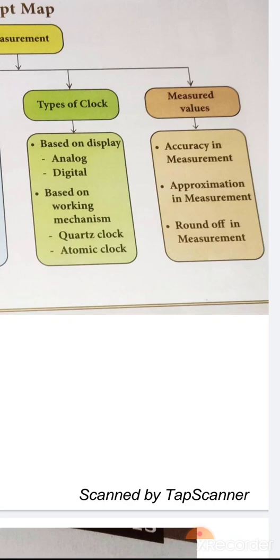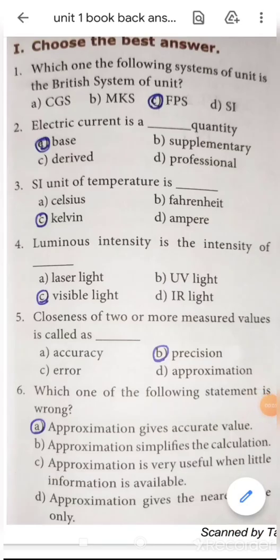Okay students, now take page number 9 and mark the book back answers. Most of the answers are already marked; only some answers are left. First, choose the best answer. Which one of the following systems of unit is the British system? CGS, MKS, FPS, SI. CGS and MKS are metric systems; FPS is the British system. Answer is FPS.